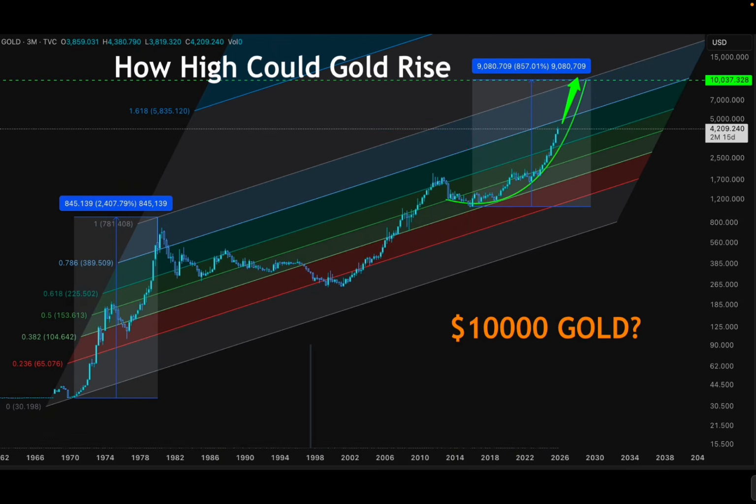If the Federal Reserve continues to cut rates and geopolitical tensions persist, $10,000 gold is no longer unthinkable. History does not always repeat, but it often rebalances. And in that rebalancing, the world rediscovers what true value means.